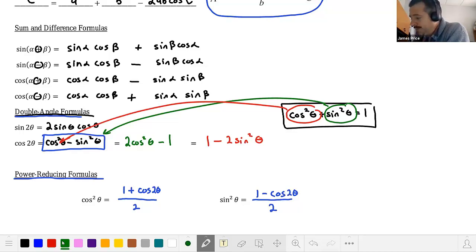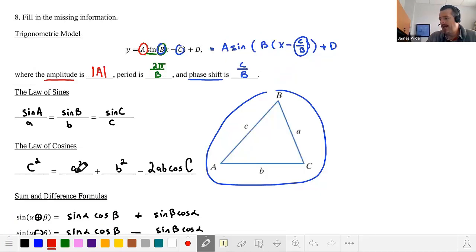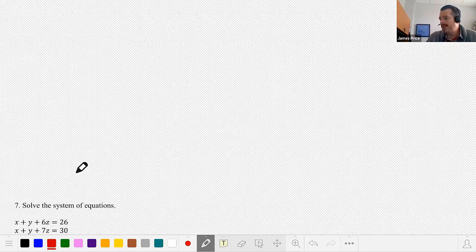And notice, if you solve this for cosine of 2 theta, you get this. Versus if you solve this for cosine of 2 theta, you get that. So if you know this here, the power reducing formulas, you get those 2 other versions for free. So there are a couple of ways you can remember them. Okay, so there are our formulas from this section that we have to be familiar with and memorize if possible. And now let's go back to the problems.